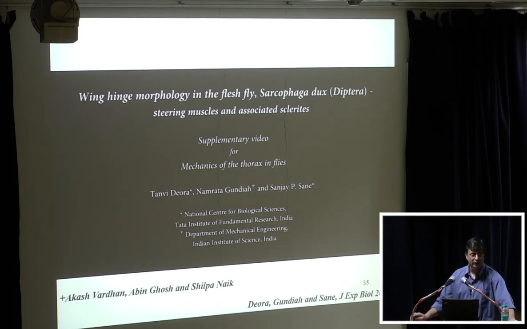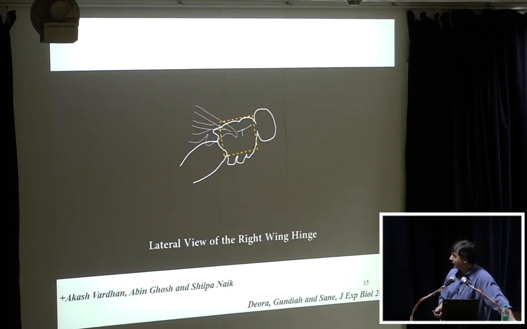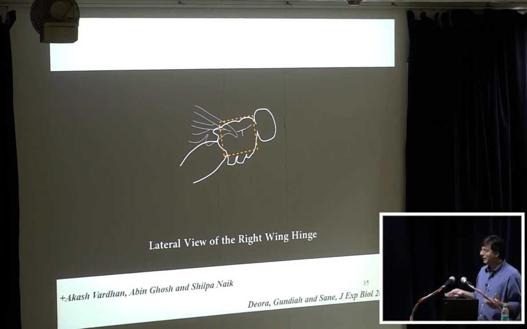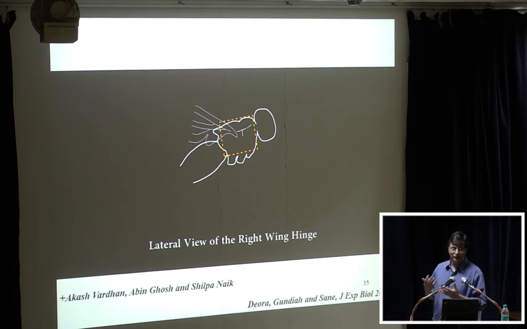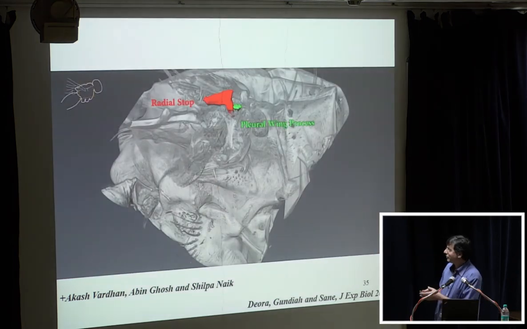This is a micro CT image. Micro CT is a way of looking at structures internally, and we really need to do that now because there's a lot of action happening inside. So here's the radial stop and the pleural wing process.